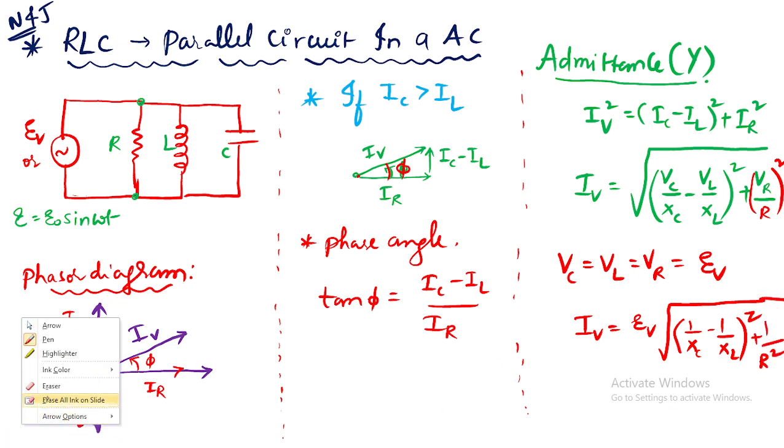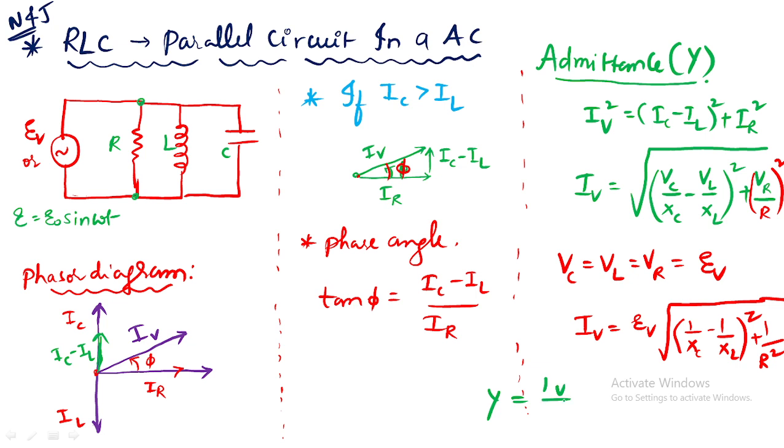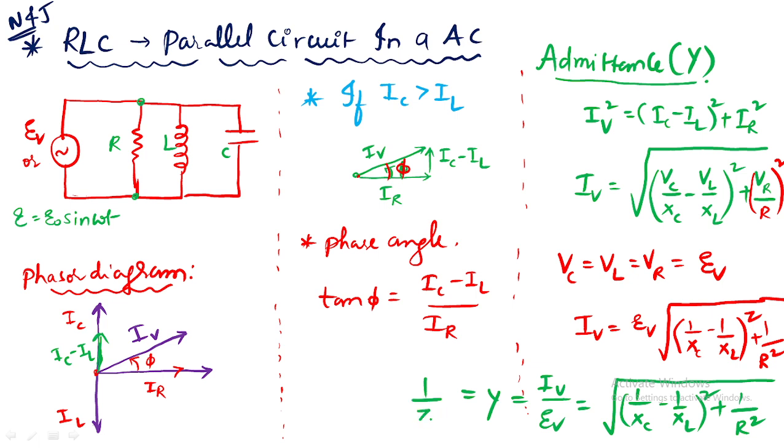Now the admittance formula I can finally write. Y is the ratio of the virtual value of current divided by the EMF, which is equal to the square root of (1 divided by X_C minus 1 divided by X_L) whole squared plus 1 divided by R squared. Can I write like that? That is your admittance. Admittance is also equal to 1 divided by impedance.